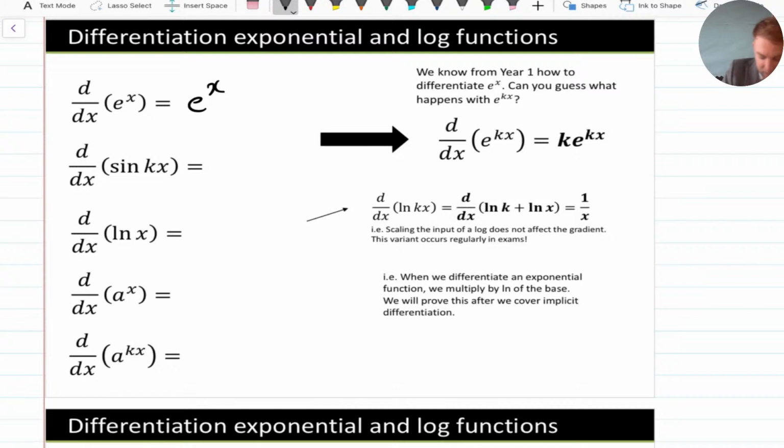We know that. And that's because if I take the gradient of any point on the e to the x graph, the gradient of that point is the same as the y coordinate. We also know how to differentiate this one. This one here is going to be k cos of kx. Now this one here is a new one. Differentiating ln x. Now this differentiates to 1 over x. There is a proof of that. I'm not going to do that one just now.